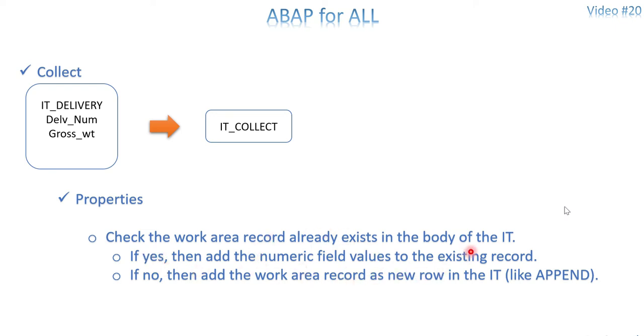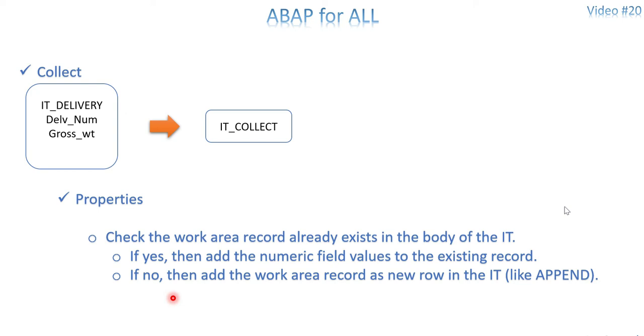Here you can't say you want to add only this field or only that field. No, collect takes into consideration all numeric field values. It adds all the numeric field values that are applicable in that internal table or work area. And if there is a chance that different values are available in the non-numeric fields, then it will add the record as an append, as a new record in the target internal table. So collect works for both numeric and non-numeric values.